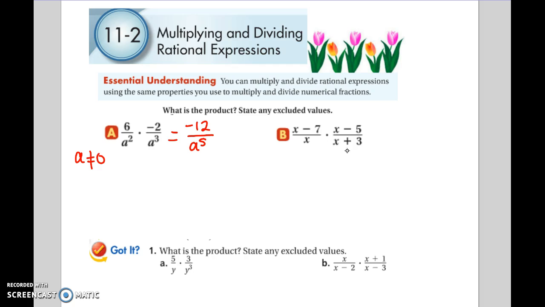Okay, look at the next one. Same thing, I get my excluded values. For this one, because it's a monomial, it's automatically going to be 0. And for this one here, I put it equal to 0, and it's going to be negative 3. So my excluded values are 0 and negative 3, because if I plug those in, it will give me a 0 on the bottom of the fraction. Now I can continue to multiply. I have nothing that can be reduced, so I'm just going to put them next to each other: x minus 7 times x minus 5 over x times x plus 3.